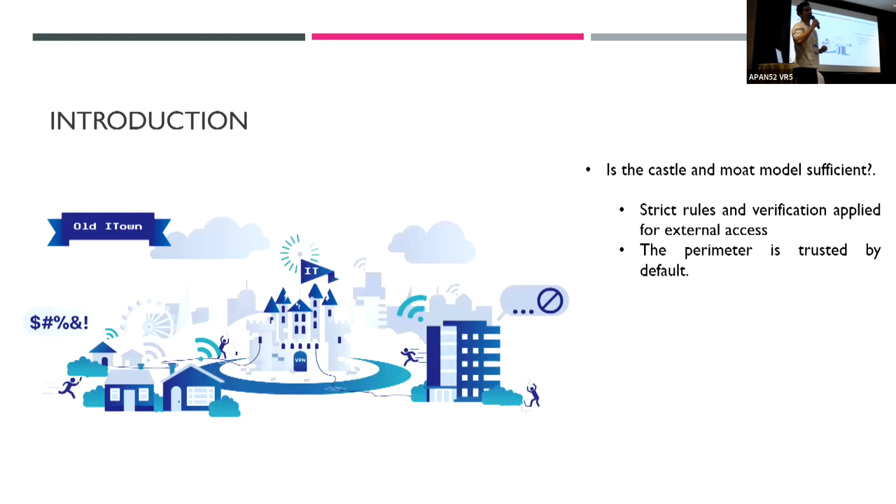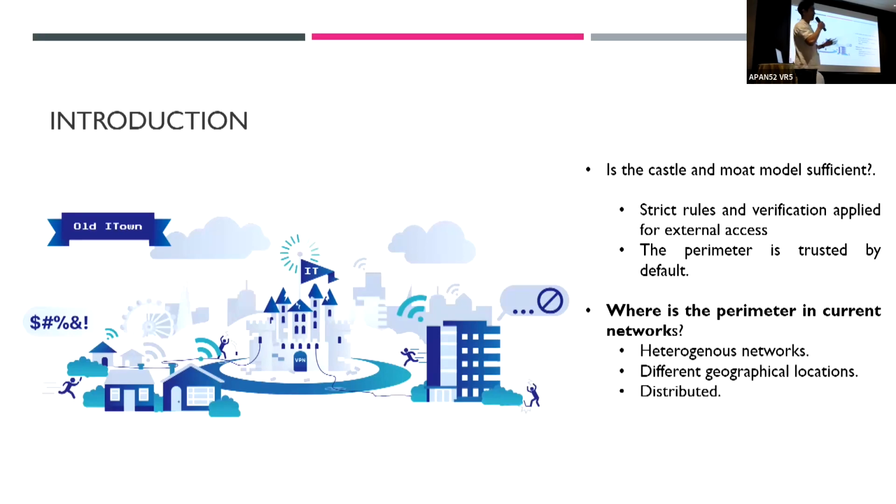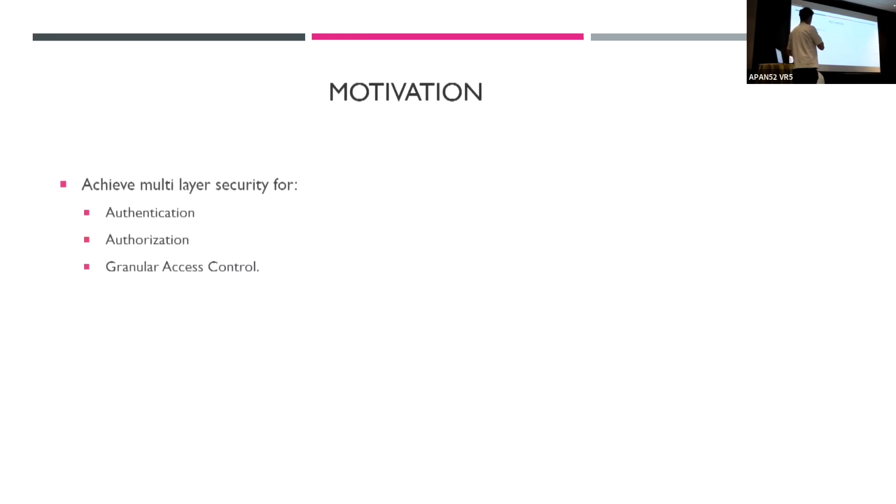One problem we're having right now, as we may have seen in the previous presentations, is that networks are distributed. What is the perimeter in current networks, especially when we talk about overlay networks? We cannot geographically define a perimeter that can accommodate every type of authentication or access control we want. We have heterogeneous networks, different geographical locations and distribution, different types of services, and different types of users that want to access these services.